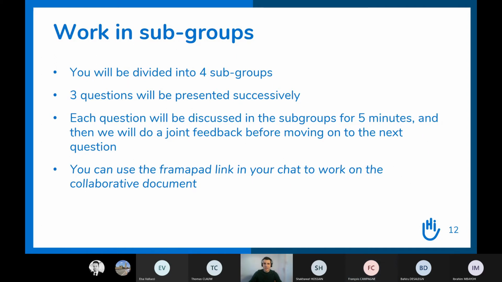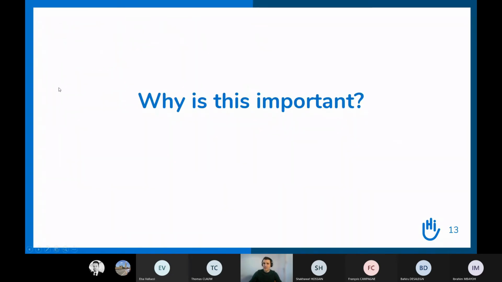So I'm going to launch the groups, and the first question that you are going to have is why is information management, not only data collection, important? So just 5 minutes in small groups to discuss this. I'm going to launch the groups, hoping it's going to work.